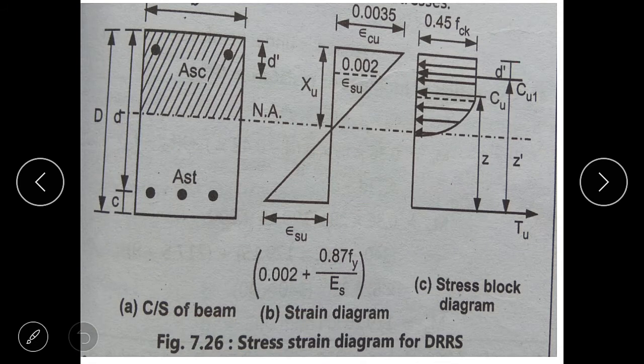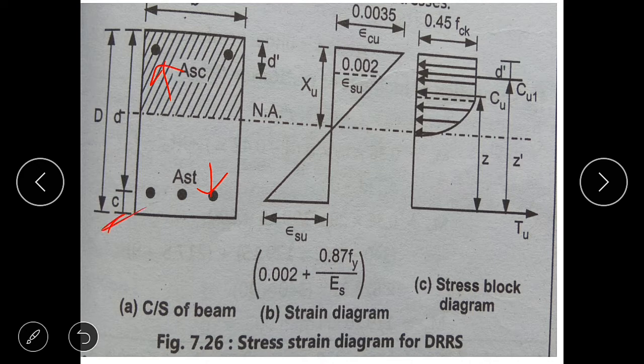Here is the stress-strain diagram for a doubly reinforced section. We provide steel in the tension zone and the compression zone also. It is called a doubly reinforced section. Here we provide AST, in the tension zone, and here we provide ASC, in the compression zone.